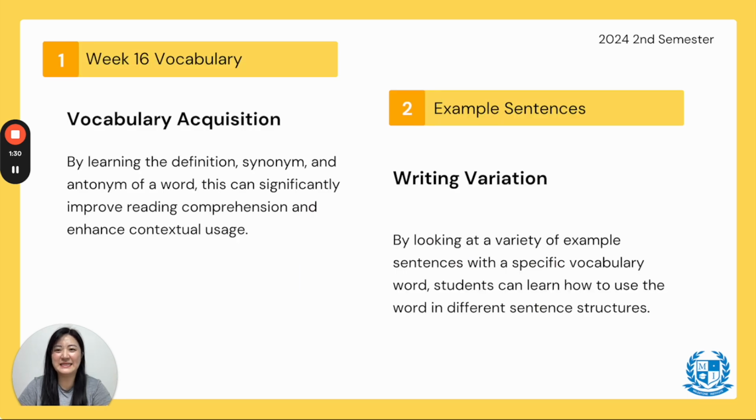But why are we doing this? First, we'll be going over week 16 vocabulary for vocabulary acquisition. By learning the definition, synonym, and antonym of a word, this can significantly, which means greatly, improve your reading comprehension and enhance your contextual usage. Next, we'll be going over extra example sentences, and this is to help with your writing variation. By looking at a variety of different example sentences with one specific vocabulary word, students can learn how to use the word in different sentence structures and ultimately make your writing a bit more interesting.